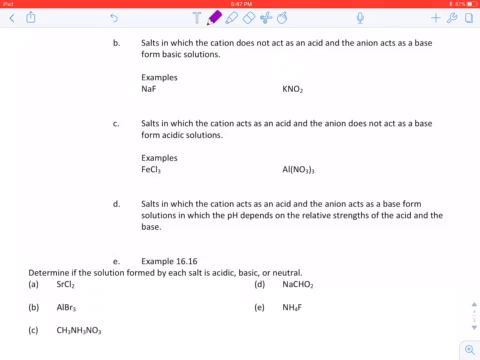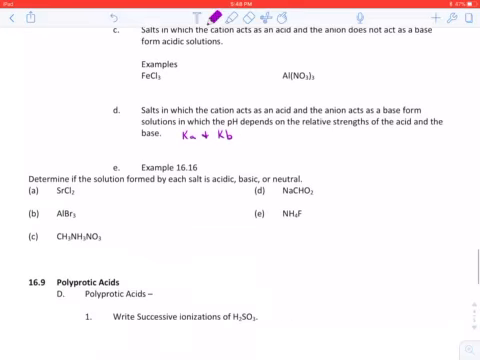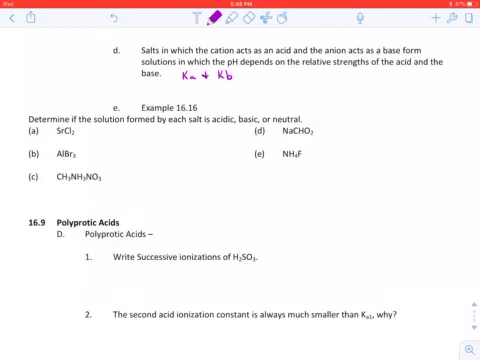All right, keep rolling. Salts in which the cation acts as an acid and the anion does not act as a base form acidic solutions. All right, salts in which the cation acts as an acid and the anion acts as a base form solutions in which the pH depends on the relative strengths of the acid and the base. So at this point, this is where you have to compare Kas and Kbs to see which one is stronger. All right, so let's take a look.